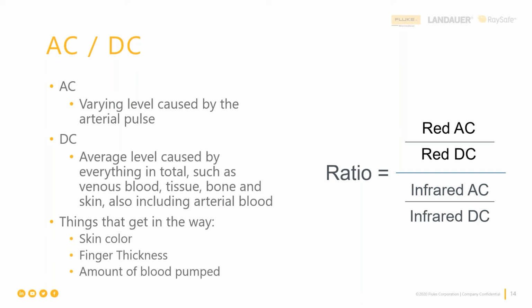These AC and DC components get combined into the final overall calculation as shown here on the screen. We don't have to jump into it more than that, but by calculating the ratio in this way, variable factors in the finger are eliminated, such as skin color, finger thickness, and the amount of blood pumped. Because again, we want to focus in on that AC component. We want to focus in on the arterial blood.